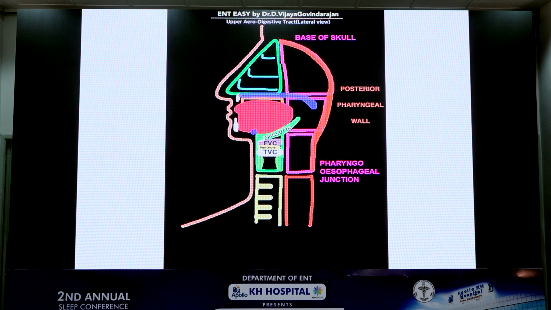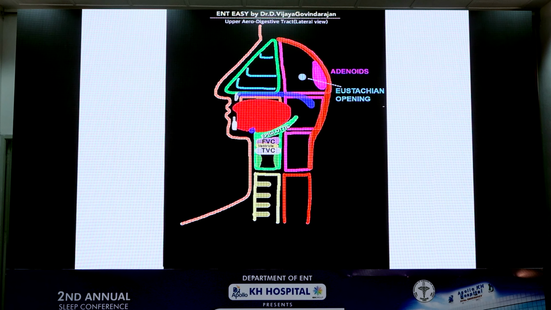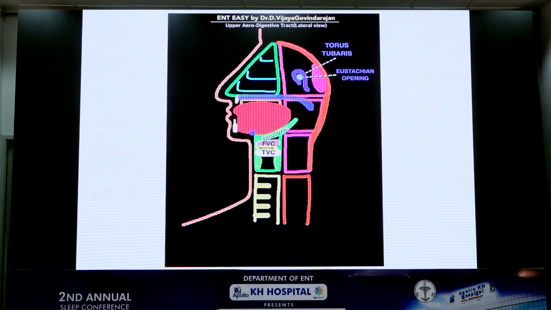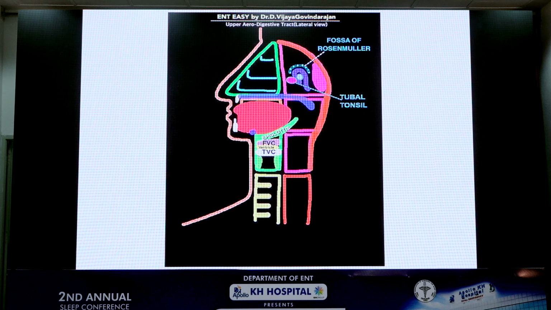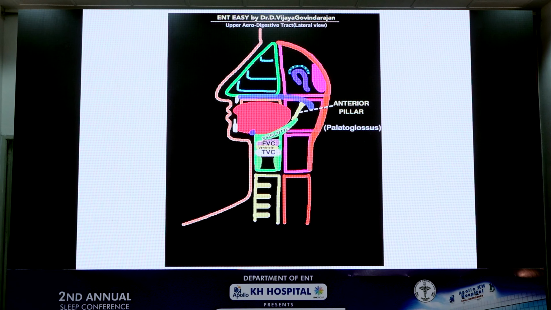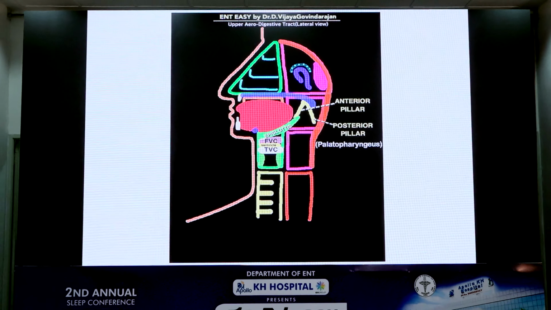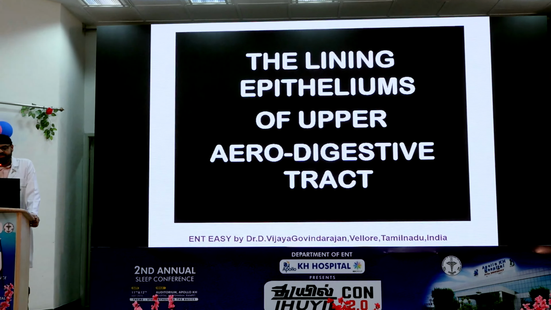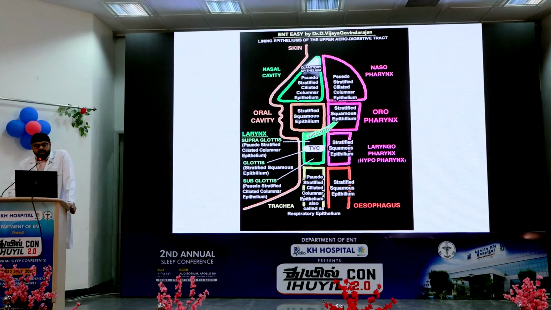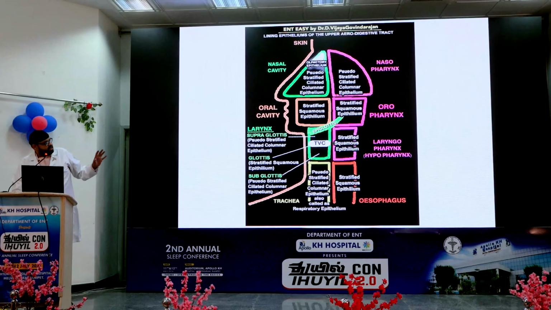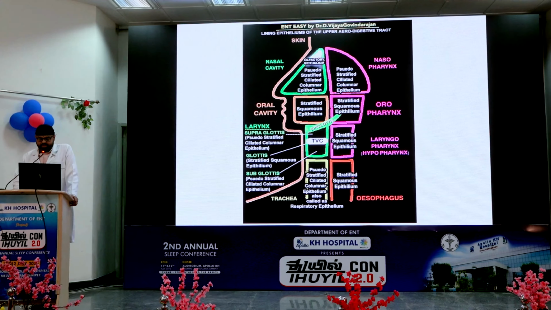pharyngeal wall extending from the base of skull to pharyngoesophageal junction, and the adenoids present in the nasopharynx, eustachian tube opening, torus tubarius, and the fossa of Rosenmuller present there, tubal tonsil, and in the oropharynx we are putting the anterior pillar, posterior pillar, tonsils. The lining epithelium of the upper airway tract, very important here. All the epithelium has been marked in the same areas which we have just told now.